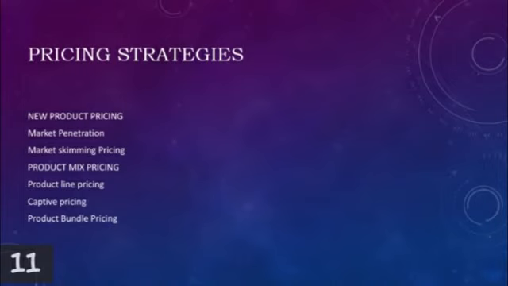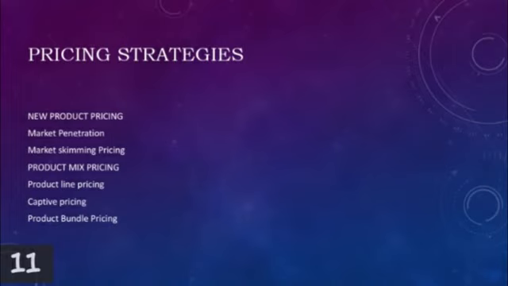Whereas, in opposite to it, in market skimming the prices are kept very high. It is kept high because the product is relatively new in the market and there is high demand for it. Similarly, we have product mix pricing. In it we have product line pricing. As I have told you, a product line is a related set of products, so they are priced accordingly.